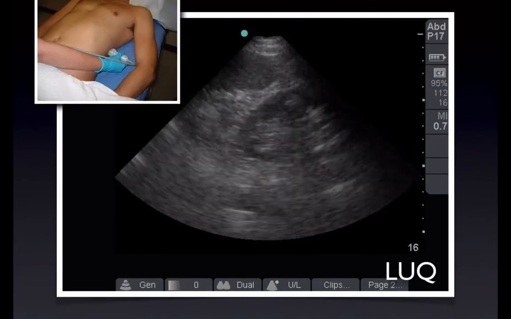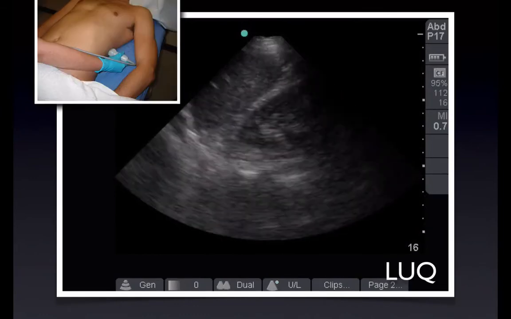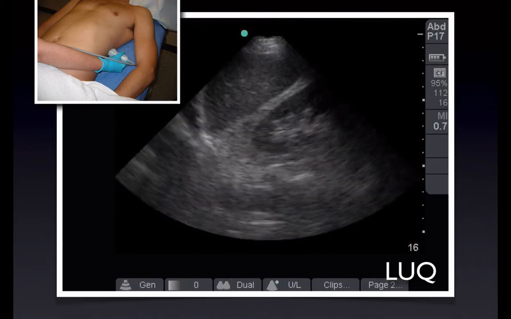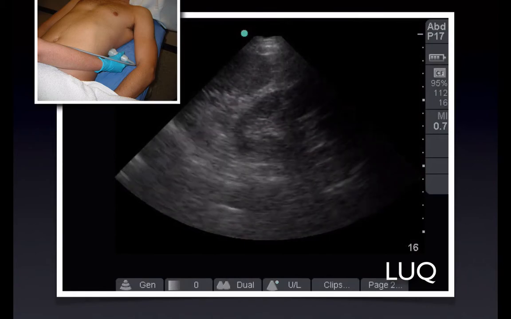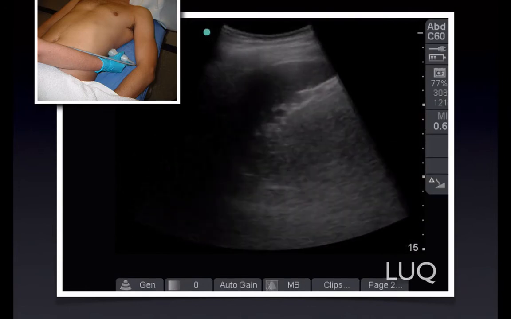We move on to the left upper quadrant. You have the spleen, kidney, no free fluid. You move on. It's another view.